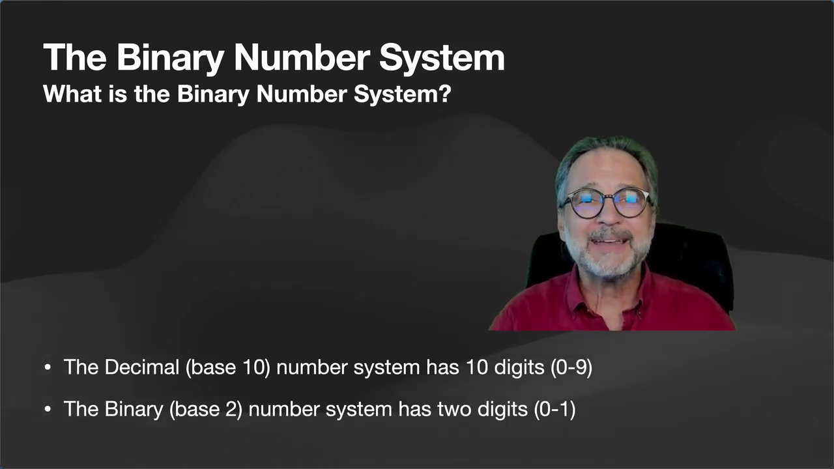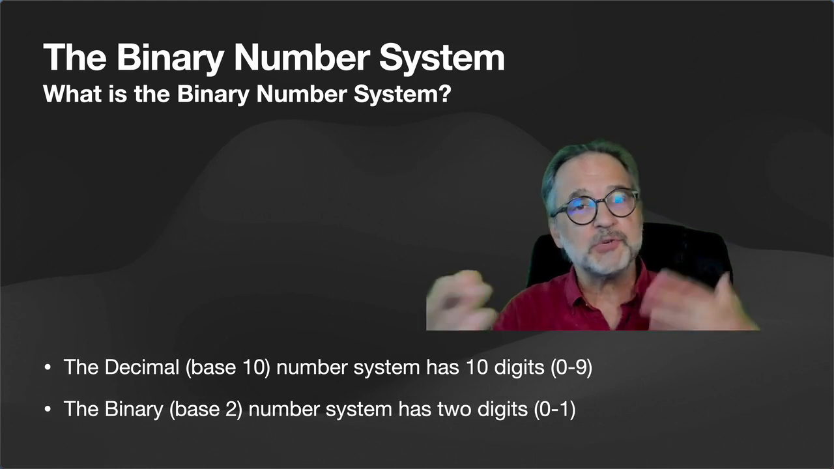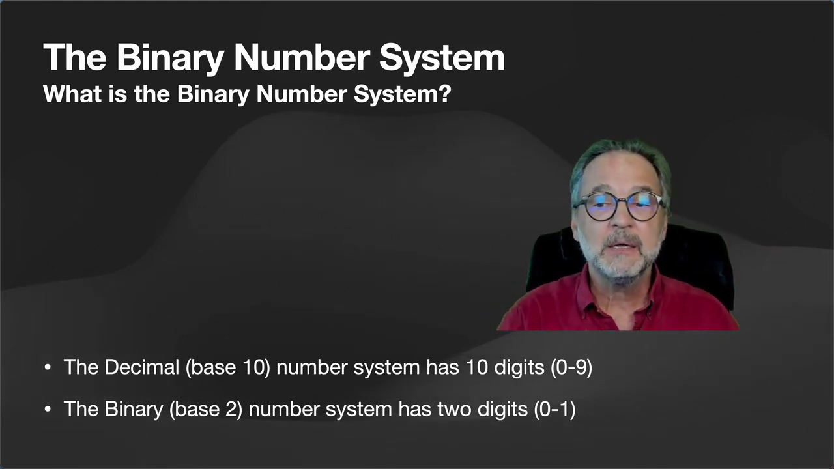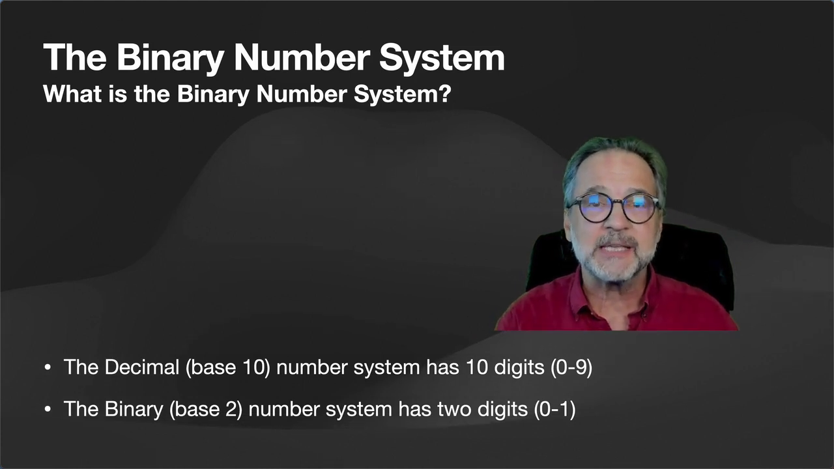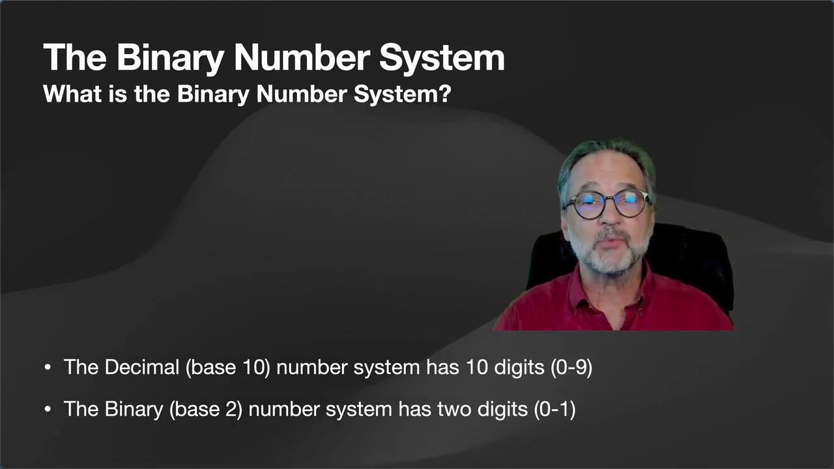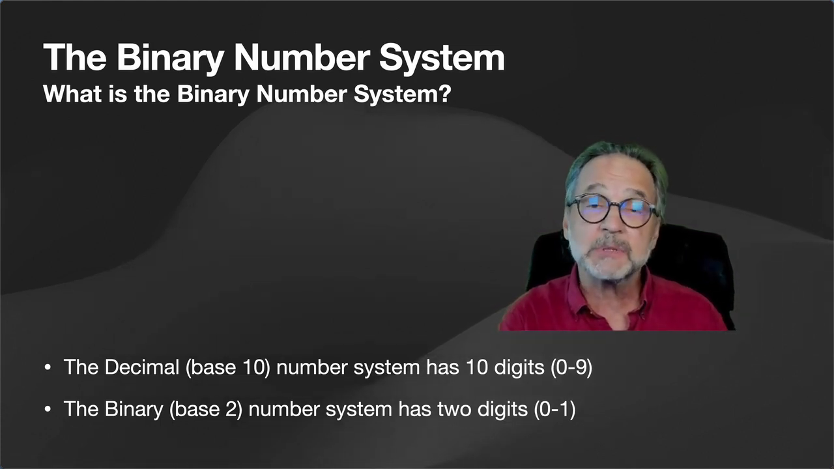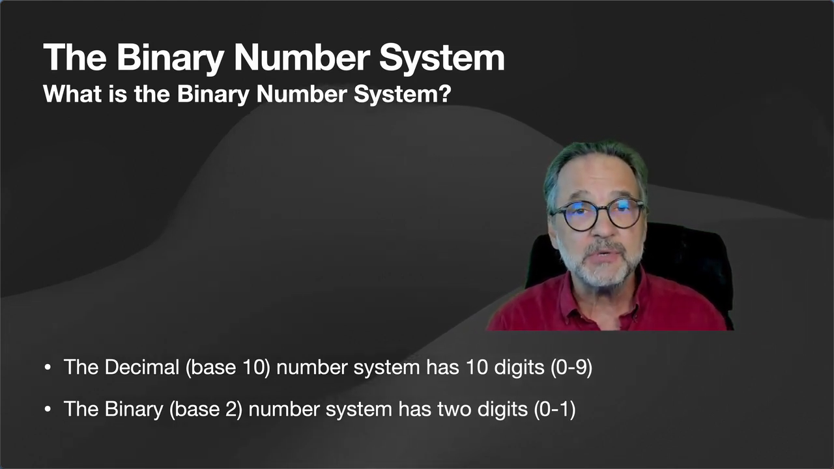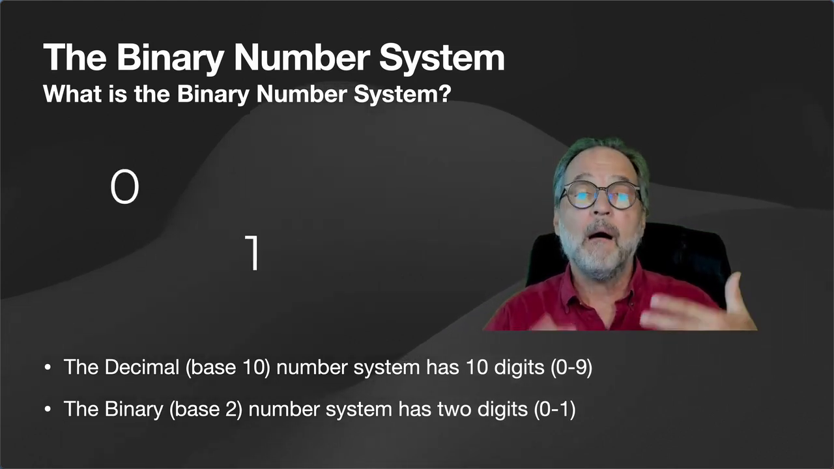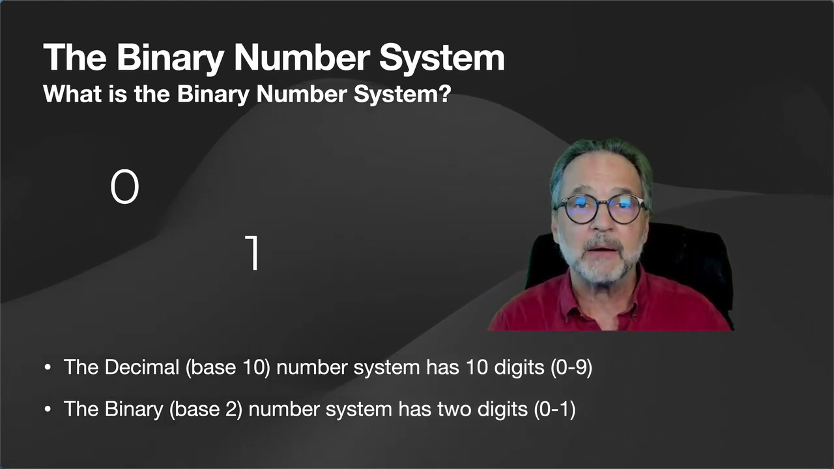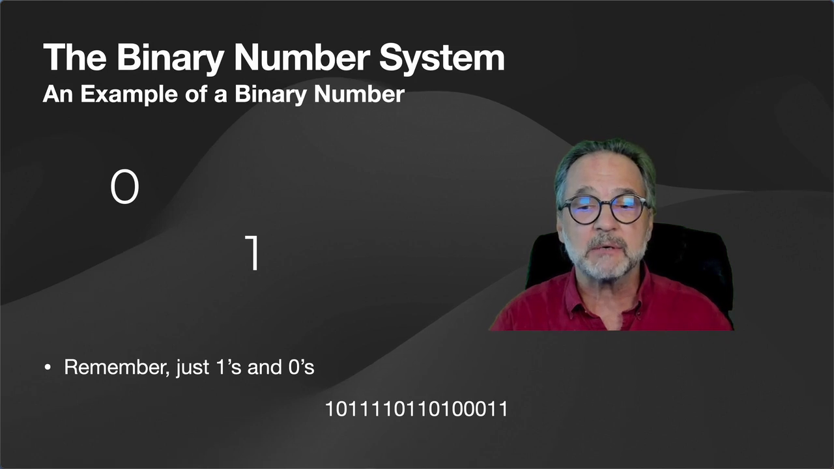Now, just like in the decimal number system, which you and I are all used to using, the total number of digits that the decimal number system has is 0 through 9. The binary number system, which we call base 2, decimal is called base 10, only has 2 digits, 0 and 1. All number systems begin with 0. That's a very important thing to think about. All number systems begin with 0.